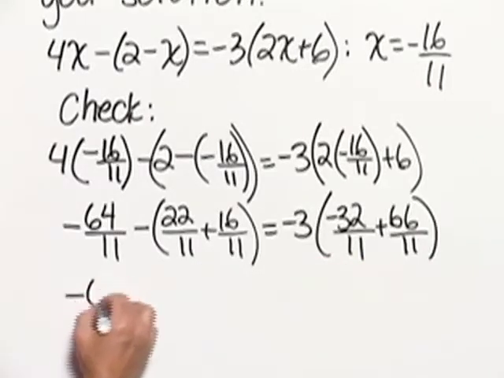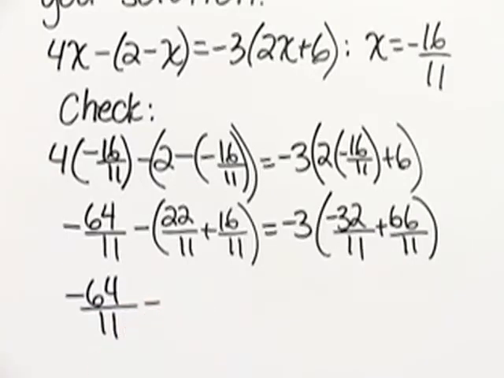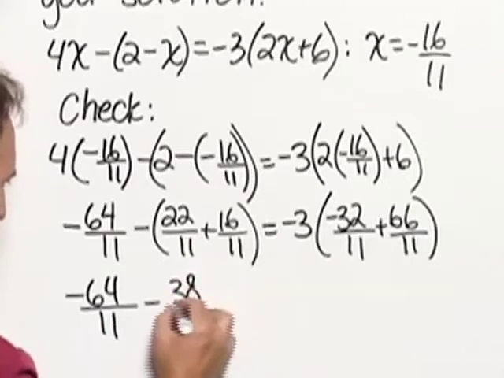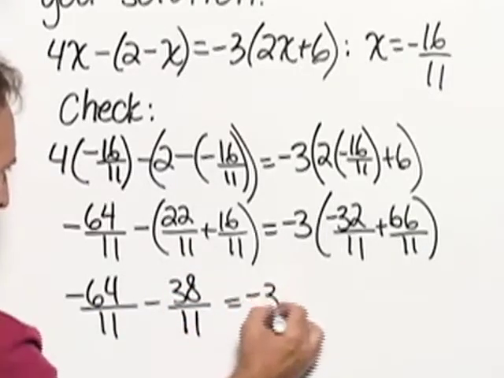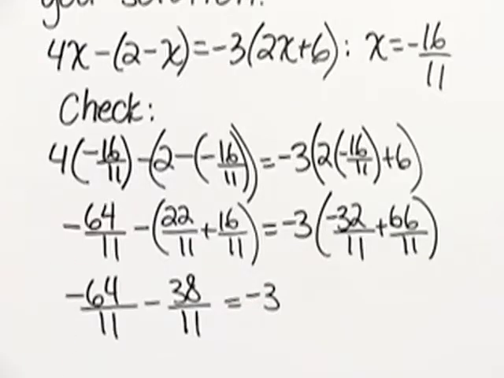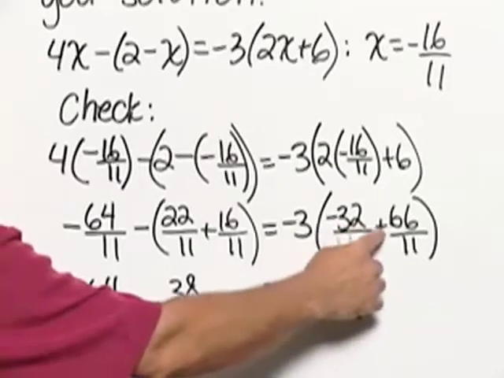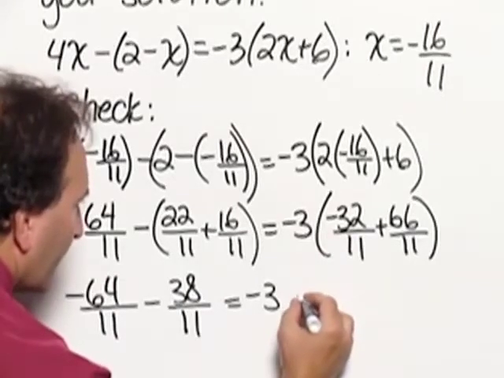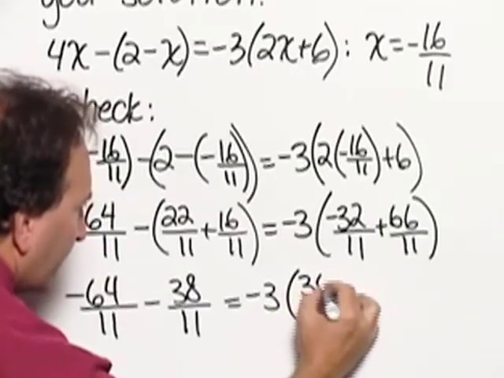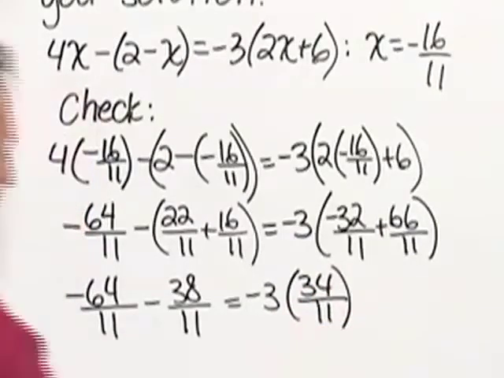So we have negative 64 divided by 11 minus 22 plus 16 is 38/11. On the right-hand side, we have the negative 3, and then inside the parentheses, a negative 32 plus 66 is a positive 34. So we have to multiply the negative 3 times the 34/11.